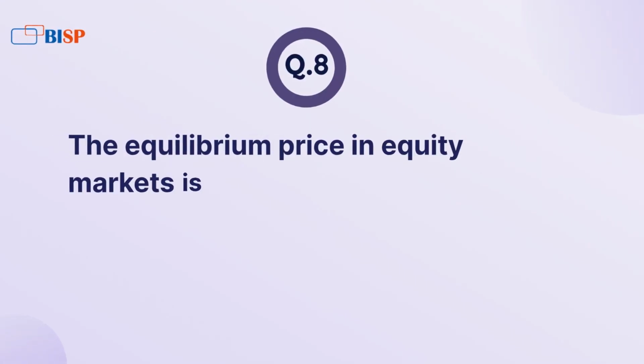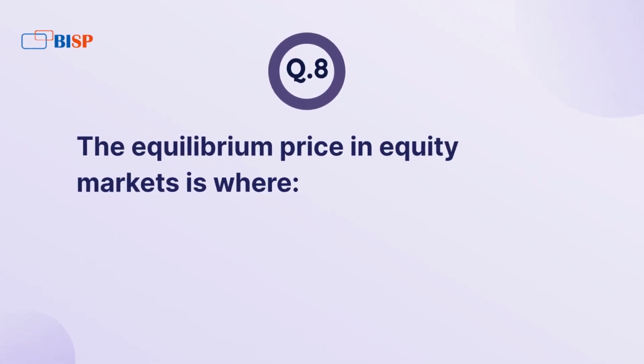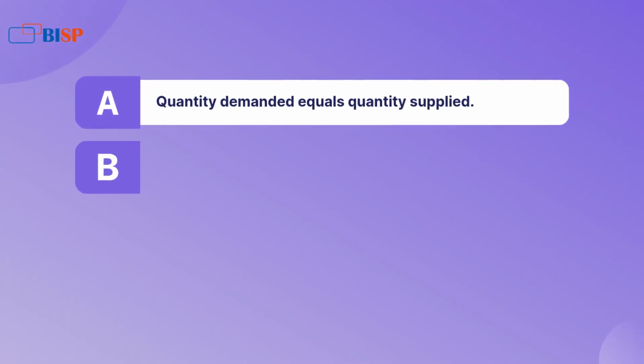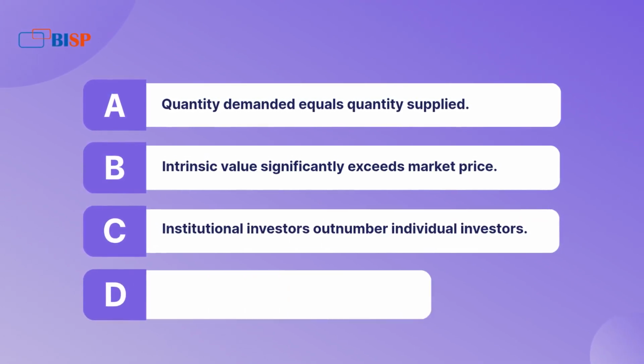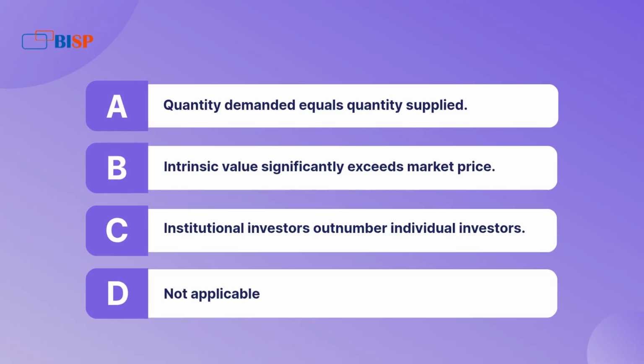Question number 8. The equilibrium price in equity markets is where? A. Quantity demanded equals quantity supplied. B. Intrinsic value significantly exceeds market price. C. Institutional investors outnumber individual investors. D. Not applicable.